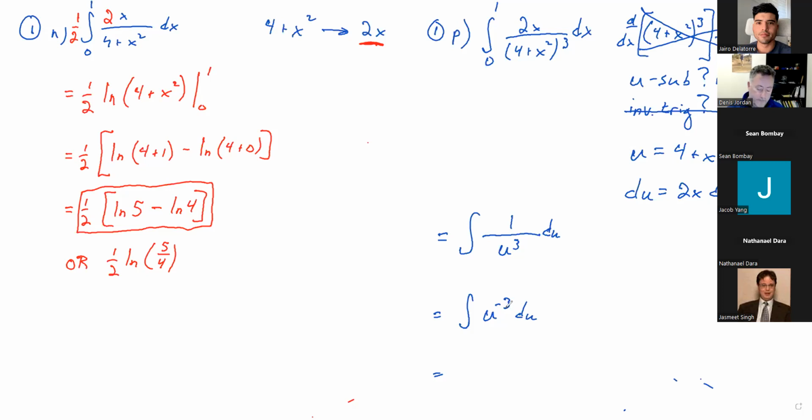Is it -1/2 u to the negative second? Yeah. And it's not going to be plus c because we have those original bounds. So you now have a choice. You can turn things back into x's and use the old bounds, or you could leave things in terms of u and get bounds that are in terms of u. And it doesn't matter which way you go, you just got to pick your favorite.